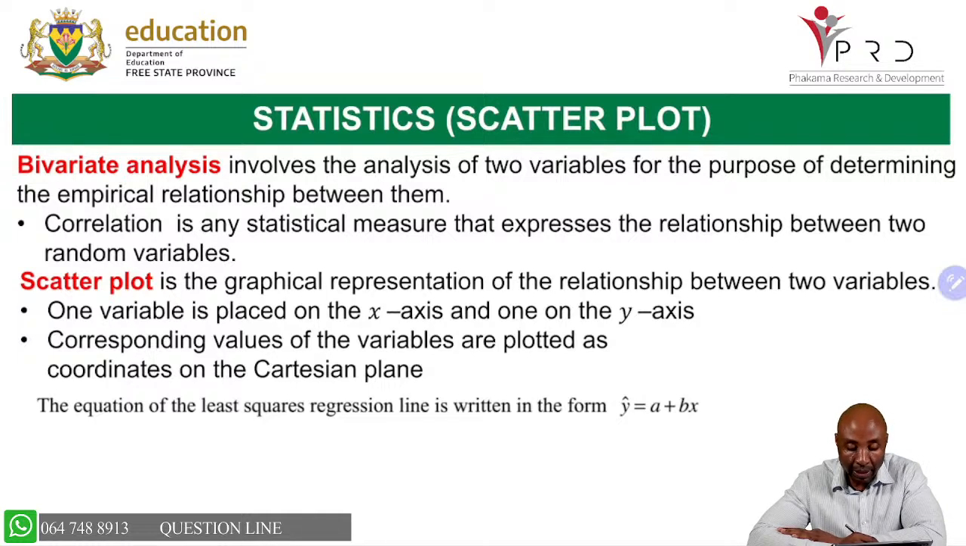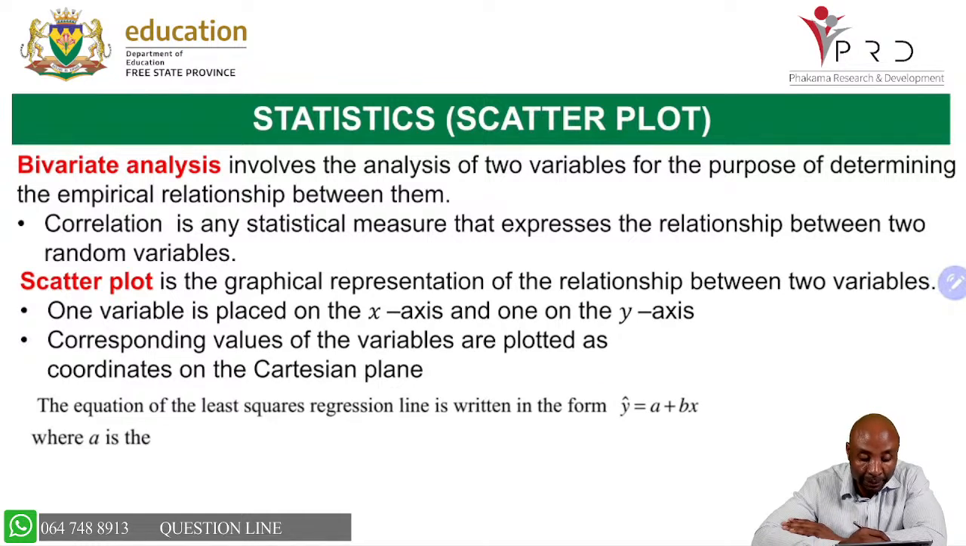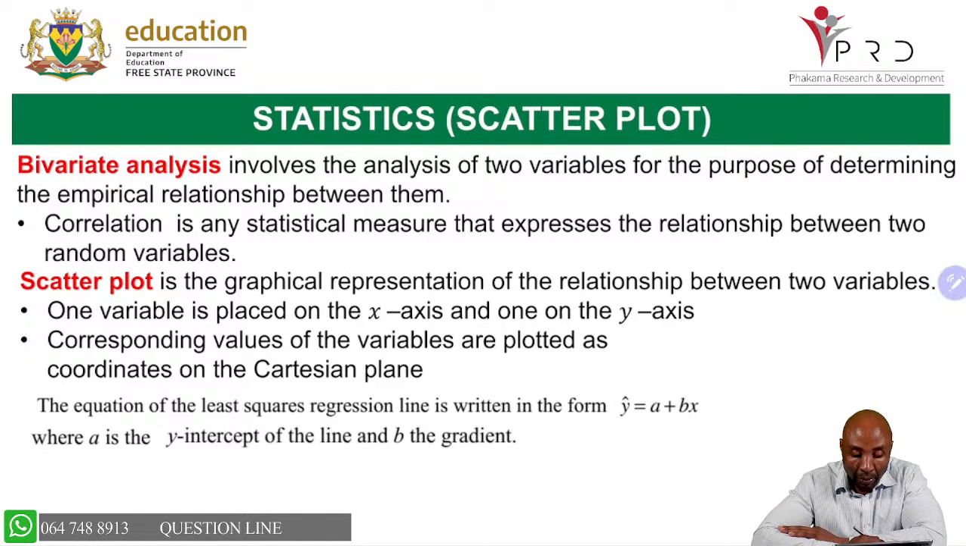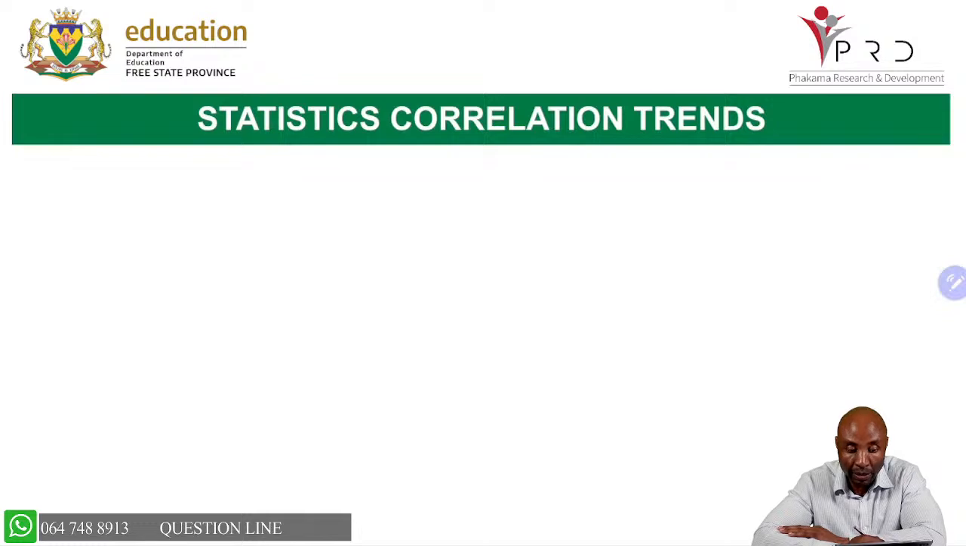And from there on, we plot the corresponding y values in the Cartesian plane, and we use the equation of the least squares regression line, which is written in the form y bar or y hat is equal to a plus bx. Now remember, this takes the form of an equation of a straight line. Our a is the y-intercept of the line and b is the gradient. Now the line of best fit, or the least squares regression line, always passes through the point with coordinates x bar and y bar, which is the average for the x values and the average for the y values.